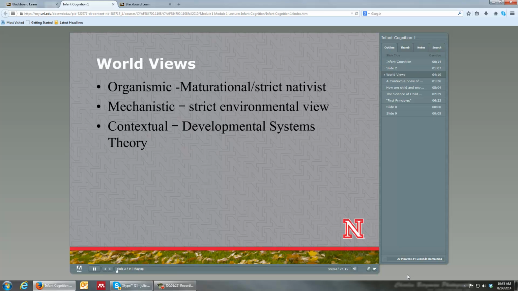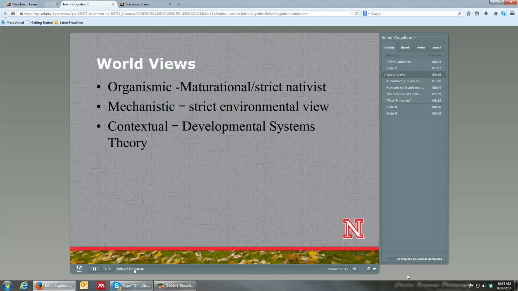Everyone has a worldview about how children develop, regardless of whether you are an educator. Parents have worldviews about how children develop, and you probably have a worldview of your own about how children develop. So let's see how your worldview fits in with three main worldviews that are recognized in the field.